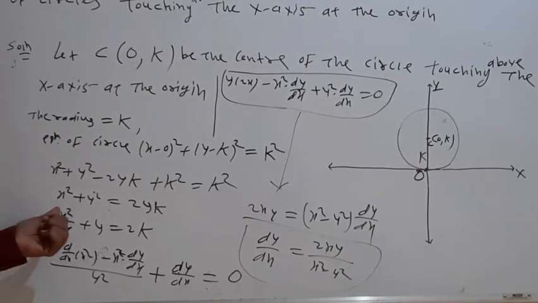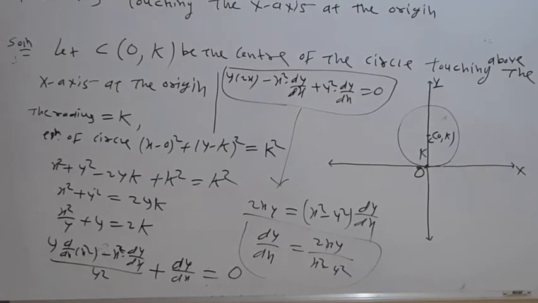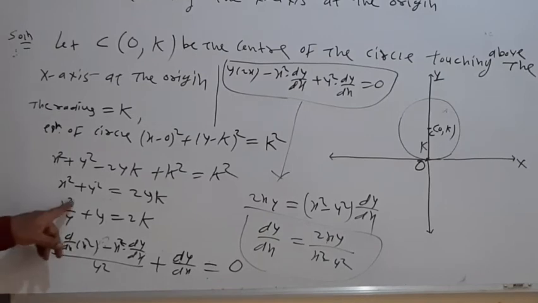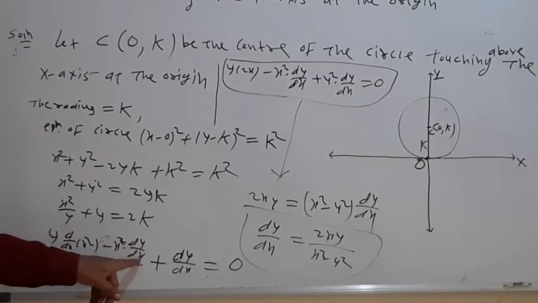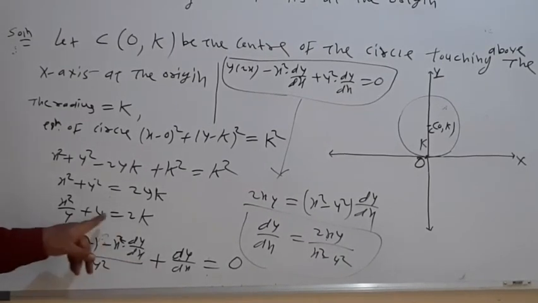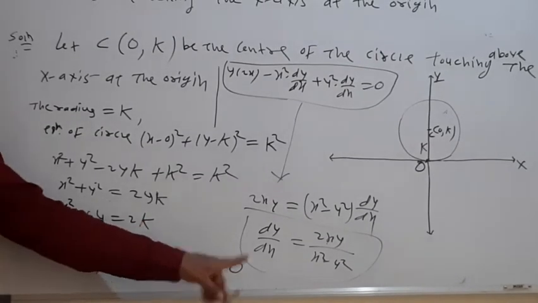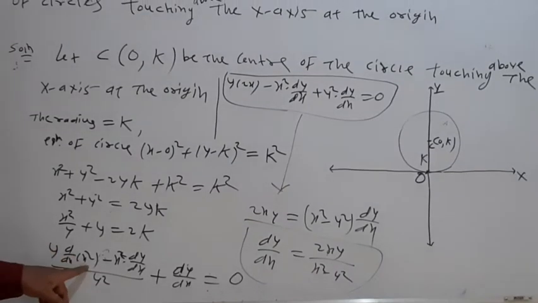V constant, derivative of u minus u constant, derivative of v, divided by v square. Here u by v, v means y: constant, derivative of x square minus x square constant, derivative of y, dy by dx, divided by v square, means y square plus derivative of y dy by dx is equal to derivative of 2k, 0. This is the derivative.